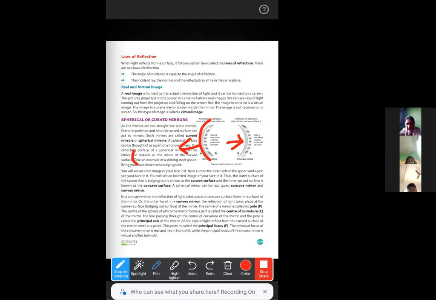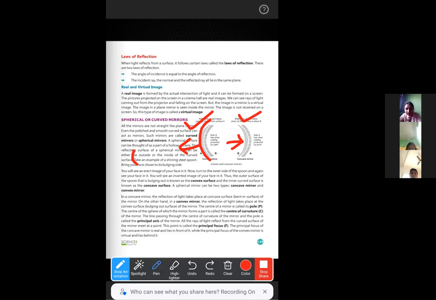Thus, the outer surface of the spoon that is bulging out is known as the convex surface. And the inner curved surface is known as the concave surface. A spherical mirror can be of two types. This is how the spherical mirror can be of two types: that is the concave mirror and the convex mirror.